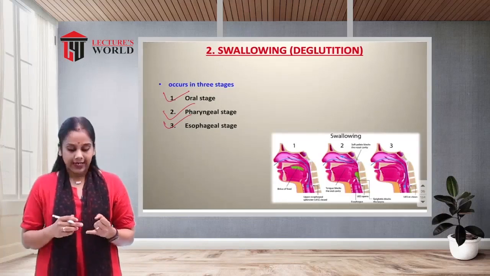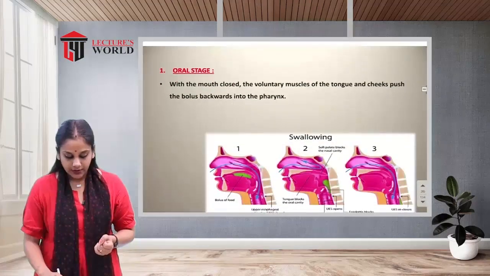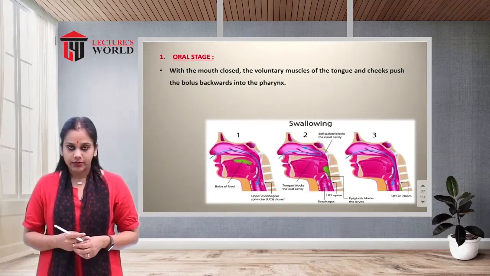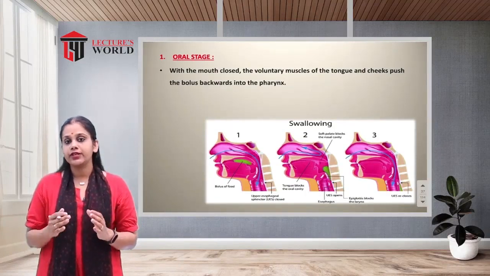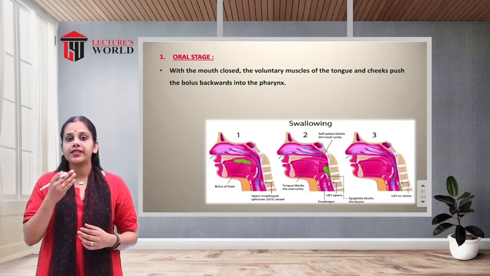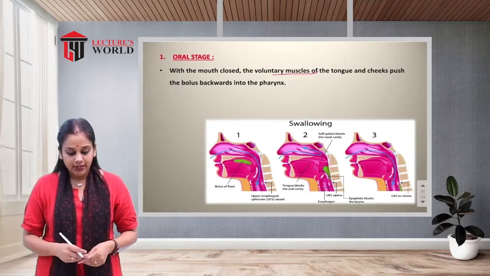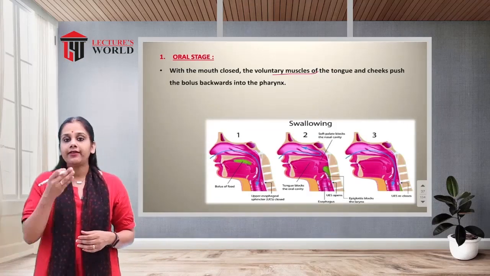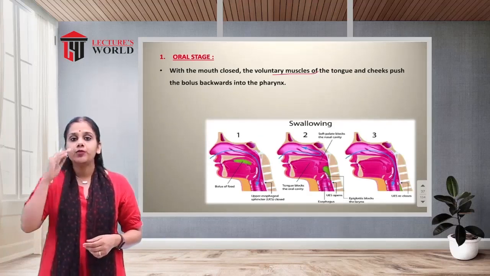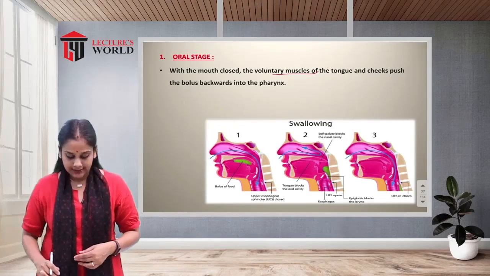First is the oral stage, second is the pharyngeal stage, and third is the esophageal stage. Now the first one, the oral stage, with the mouth closed. When food is chewed and the bolus is ready, the mouth or lips are closed. Then the voluntary muscles of the tongue and cheek push the bolus backward into the pharynx. So this is the oral stage.